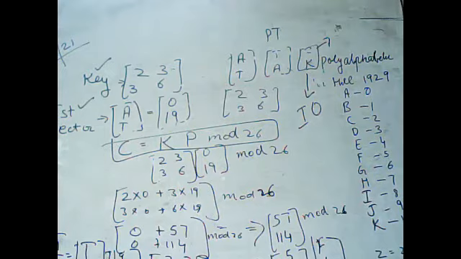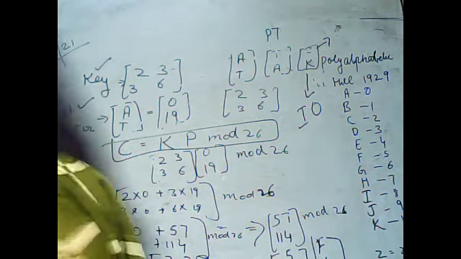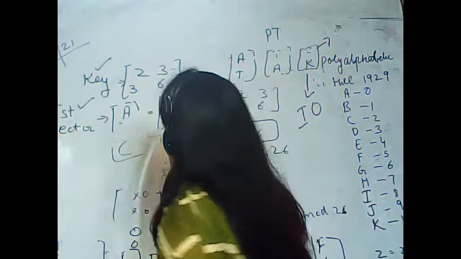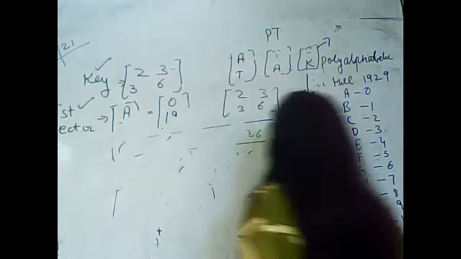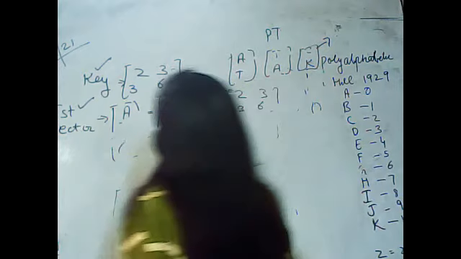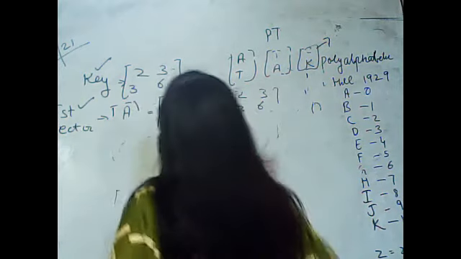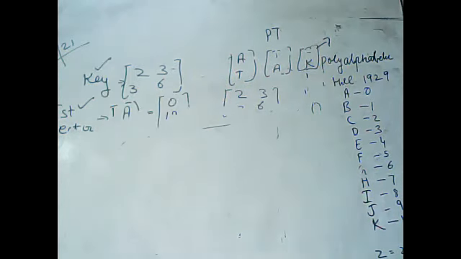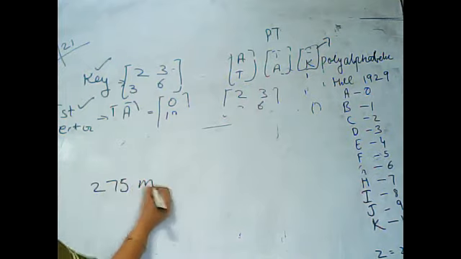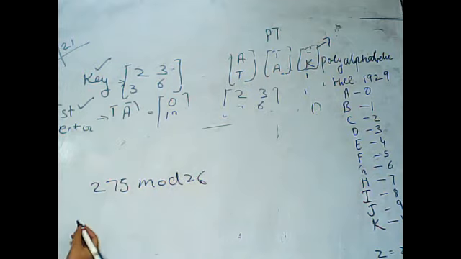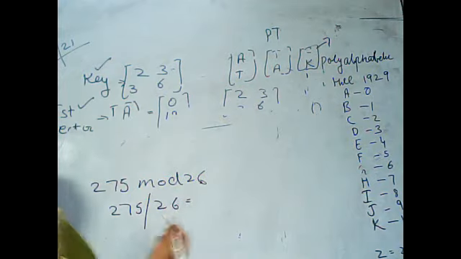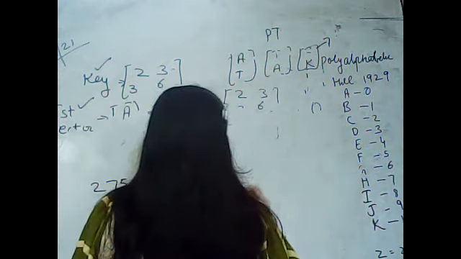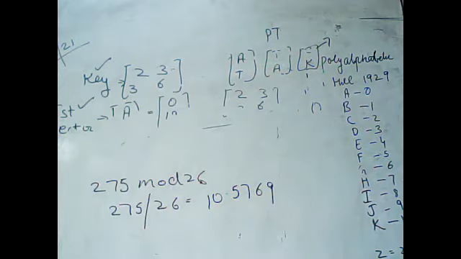The next thing you need to remember is how we can calculate this mod part. I will tell you one technique by which you can easily get the modulus of a particular number. Let's suppose we have 275 mod 26. How can we perform this? We write 275 divided by 26. Let's suppose the answer is 10.5769. This will be your value.